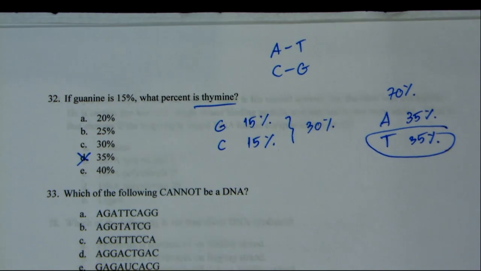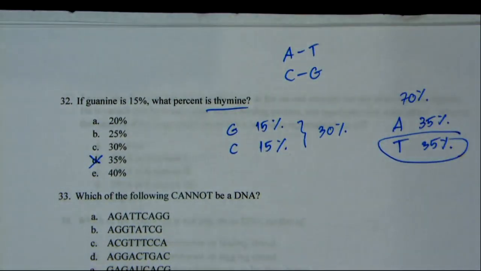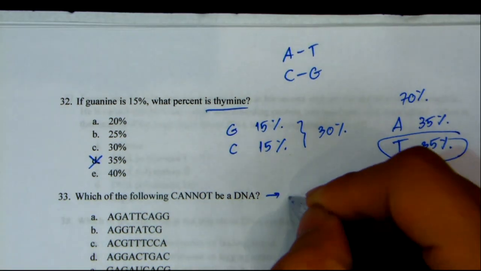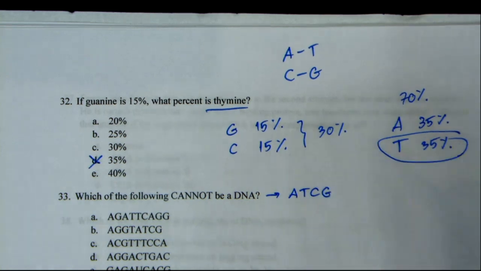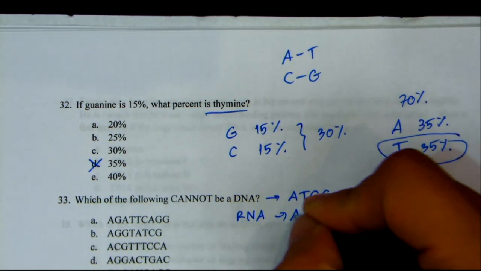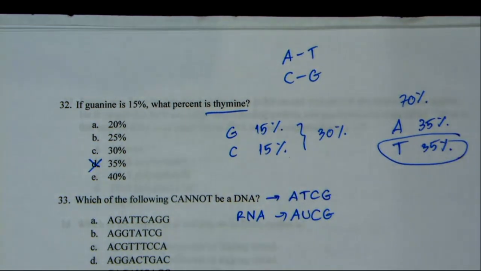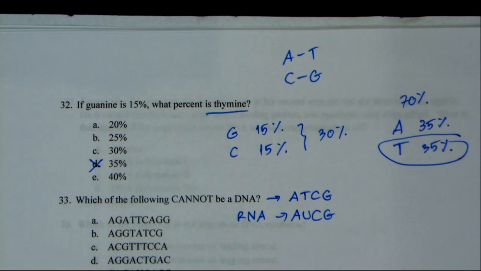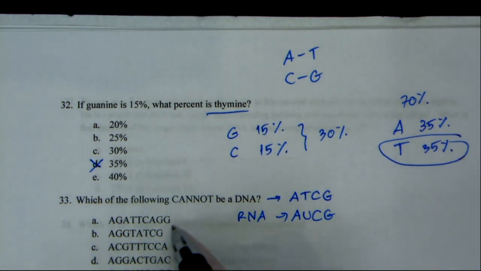Okay? So the next one, which of the following cannot be a DNA? What's the difference between DNA and RNA? DNA we have A, T, C, G, right? For RNA we have A, U, C, G. So in any of these, if it has U, that is not a DNA. So this one has T, DNA, DNA, DNA, DNA. So this one is not DNA.